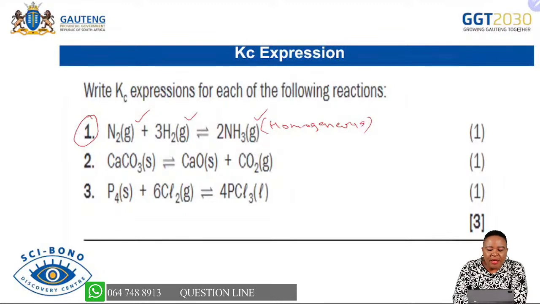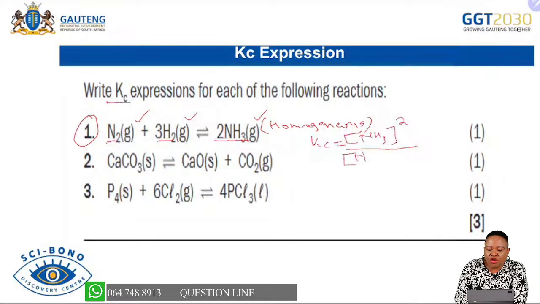Why a homogeneous reaction? Because all the phases of the reactants and the product are the same. They are all gases. Now, the examiner wants us to represent the Kc expression. So obviously, ammonia is our product, and hydrogen and nitrogen are our reactants. Therefore, our Kc for reaction 1 will be the concentration of ammonia using square brackets, of course, with 2 as the exponent, divided by the concentration of nitrogen, multiplied by the concentration of hydrogen, and because there is a 3 for hydrogen, we put it here.